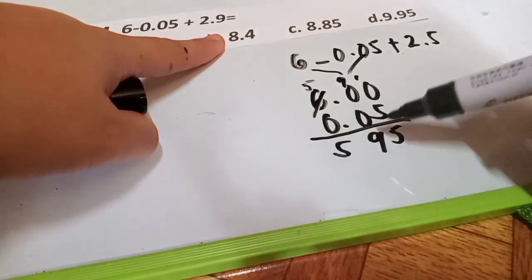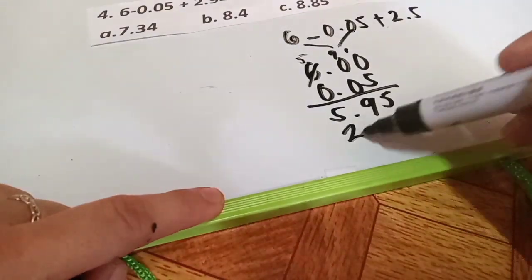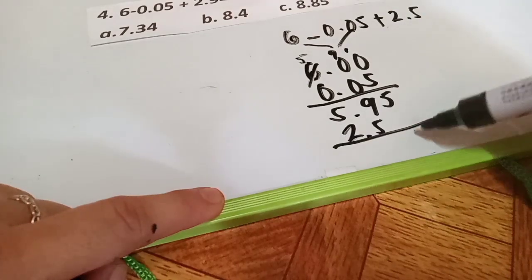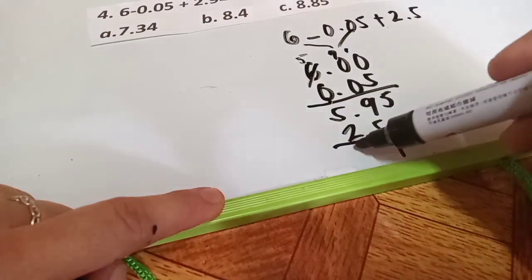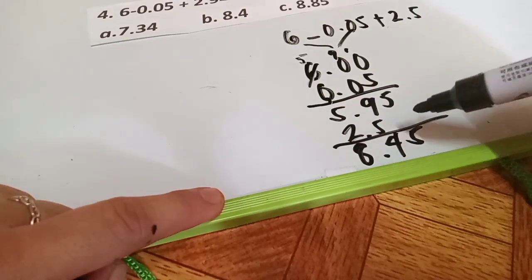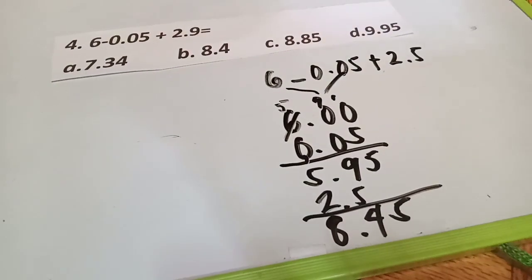So, 5. And then after that, you will add 2.9. And then 5 plus 9 will become 14. Carry 1. And then 8. The answer is 8.45. But the nearest answer for that will be 8.4. So the answer is letter B. Take note, the answer is letter B.